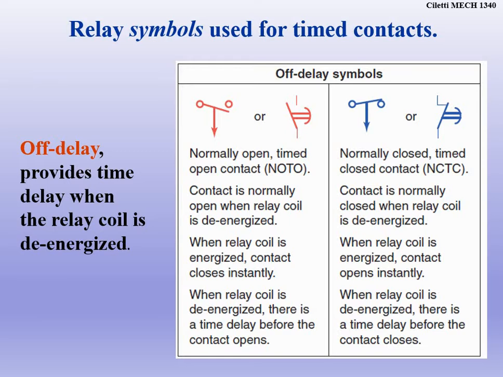Off delay works the exact opposite. Make sure that you know the symbols are different for an off-delay timer. The arrow is pointing down, but we still have normally open and normally closed. So what's going to happen when we hit the off-delay timer is that after something shuts off, if it's normally open, it will close after the specified amount of time, or it will open after the specified amount of time. So that's an off delay.